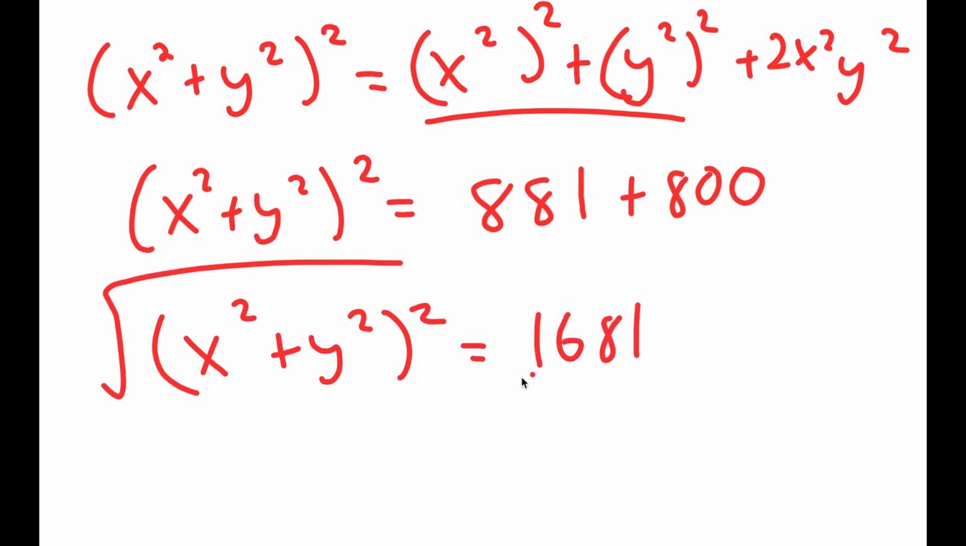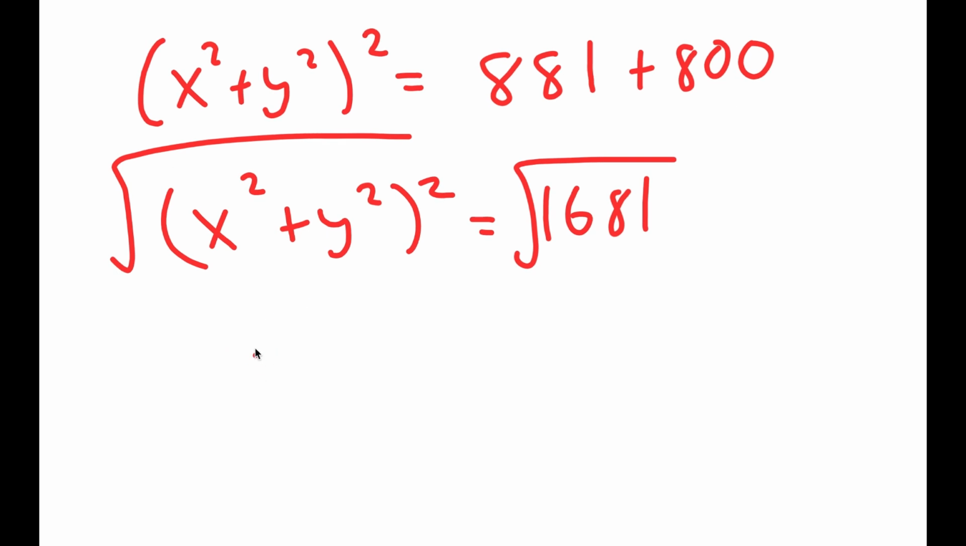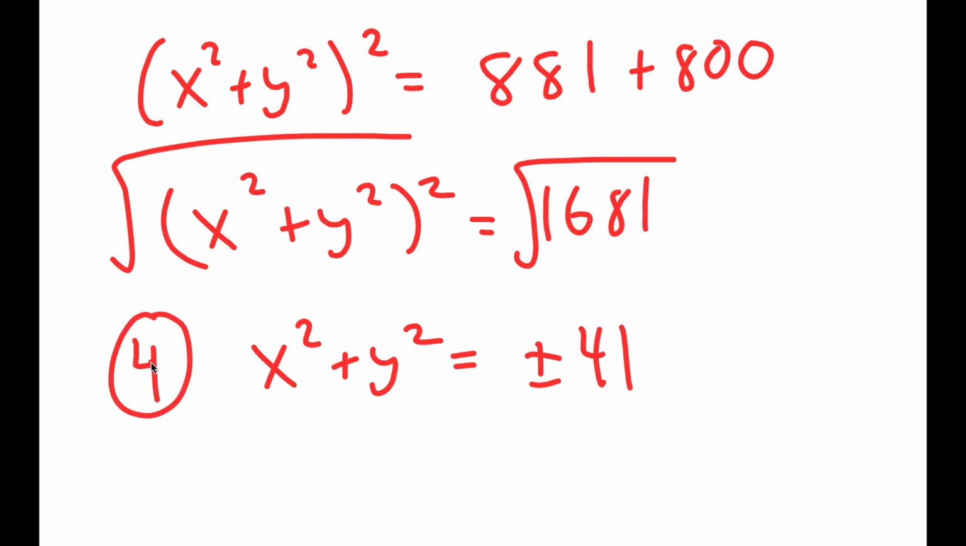And now I can take the square root of this on both sides. So I get x squared plus y squared is equal to positive or negative 41. So this is going to be equation number 4.